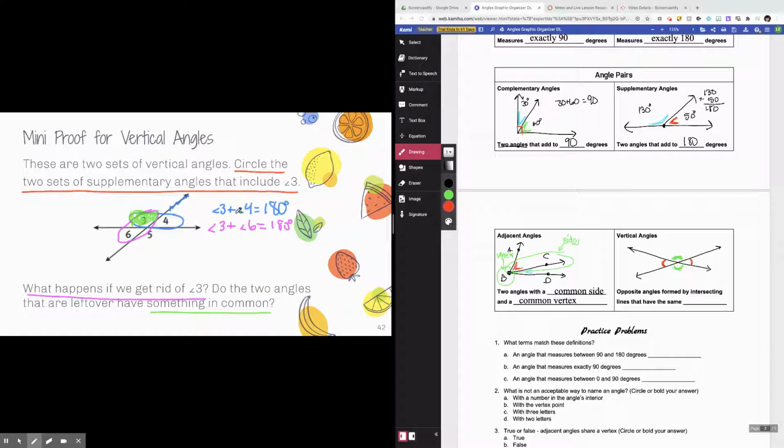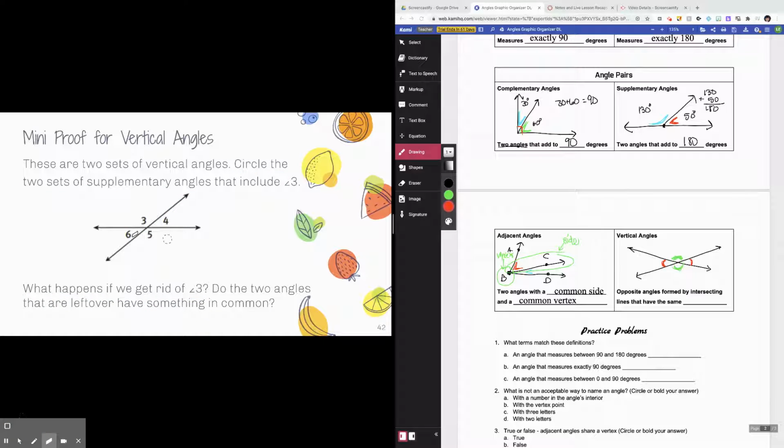Because if we added them together, they were equal to the same thing. 3 plus 4 equals 180, and 3 plus 6 also equals 180. If 3 is the same in both, that means 4 and 6 have to also be the same. I'm going to go back over to the right-hand side in just a second and fill in what this is. But the key property of vertical angles is that they are congruent to each other.